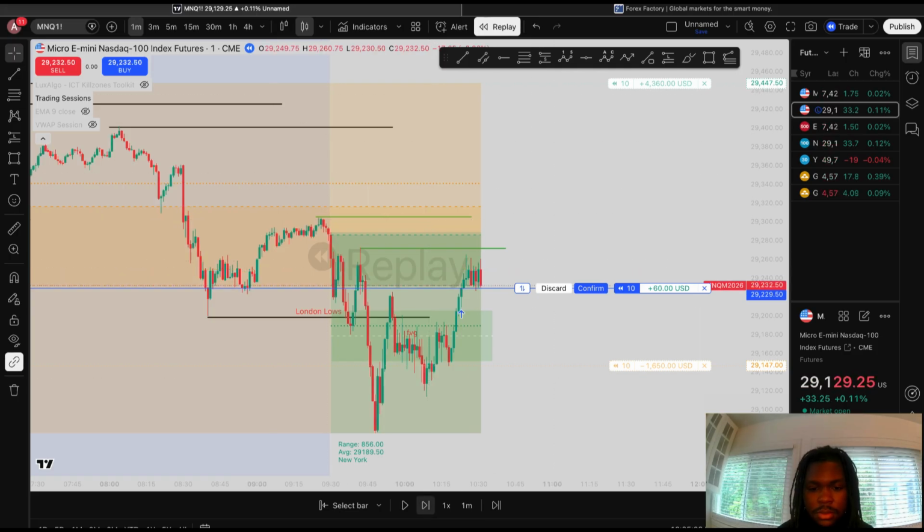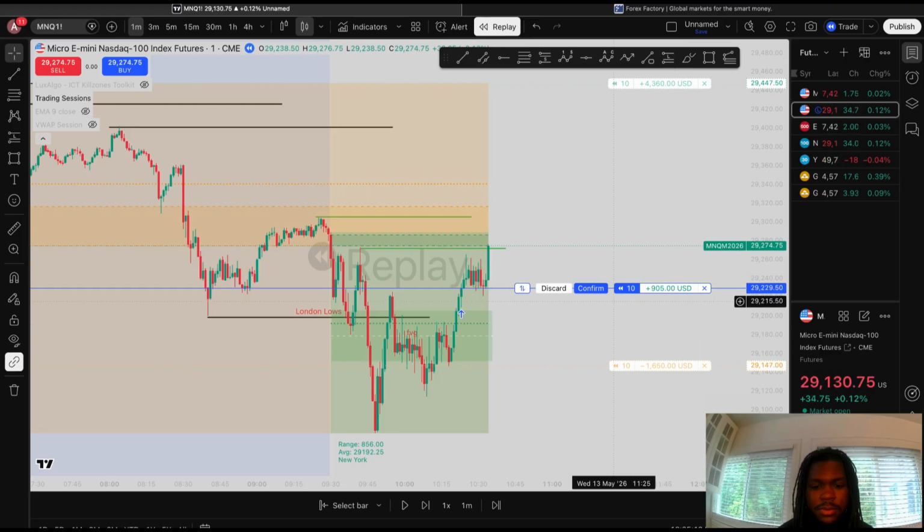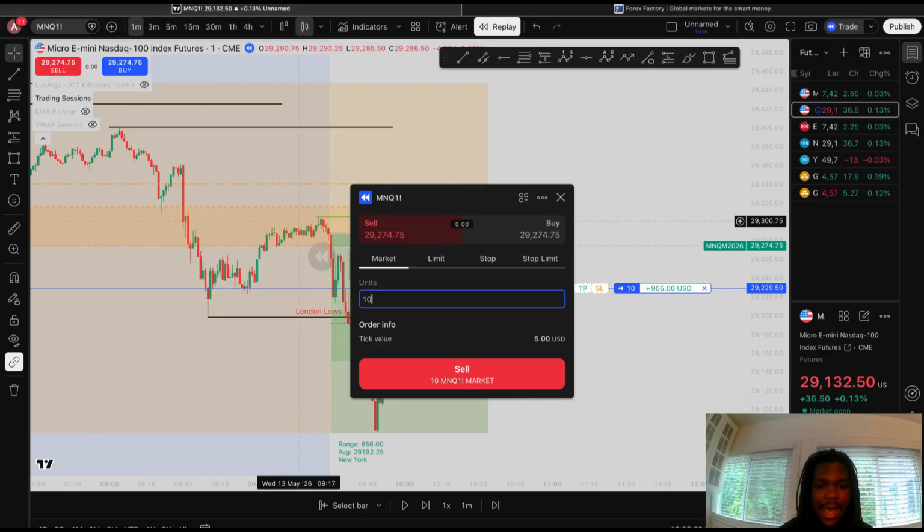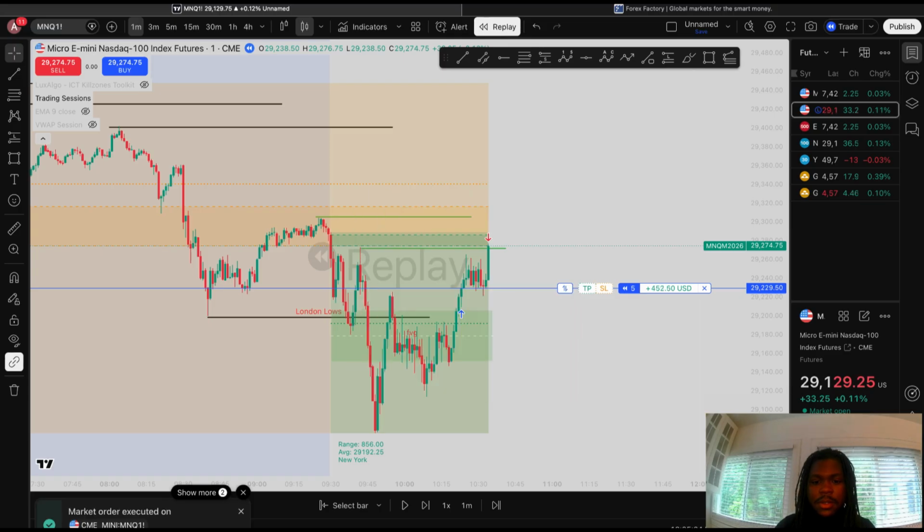So price is chopping. Boom. Smacks TP1. What you can do here, and what I like to do in these situations, is sell half of my position. So I'm selling 5 contracts now. Selling 5 contracts. So we just took $500 in profit.